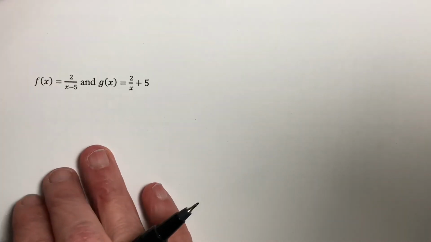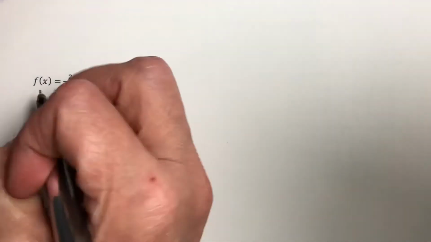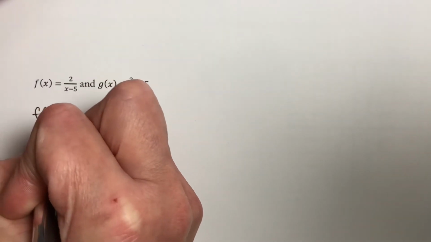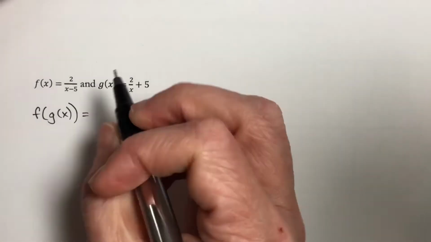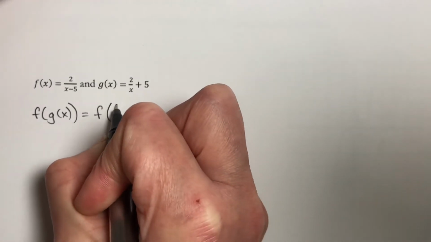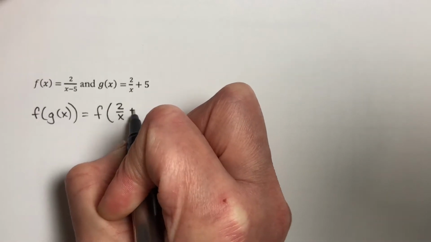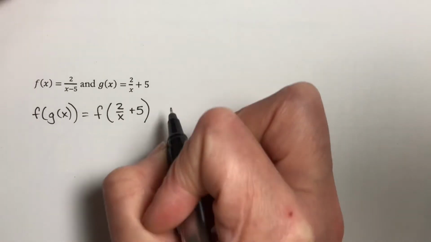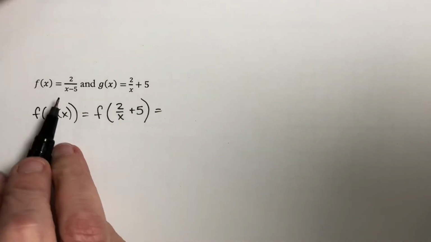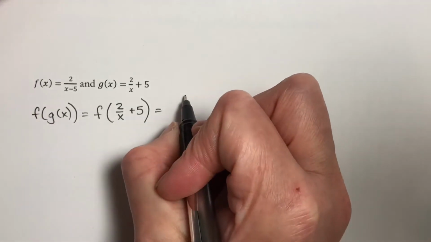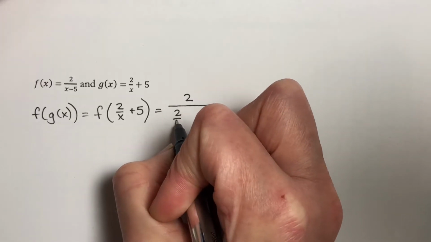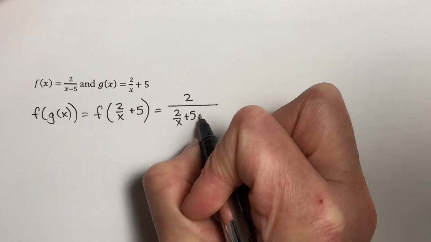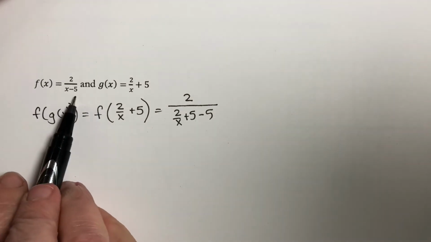Let's try this one. Again, I want to do the same two calculations. Let's find f of g of x. Well, this will be f of 2 over x plus 5. So I take all of this and plug it in for x right here. So this is 2 over x plus 5 minus 5. Don't lose this part when you're plugging it back in. It's very easy to make that mistake.